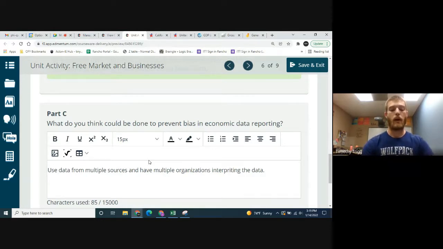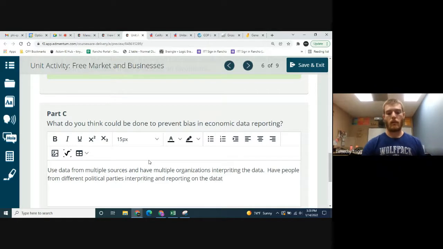Okay, so that's another thing we could put here. So have people from different political parties interpreting and reporting on the data. Okay, that makes sense.